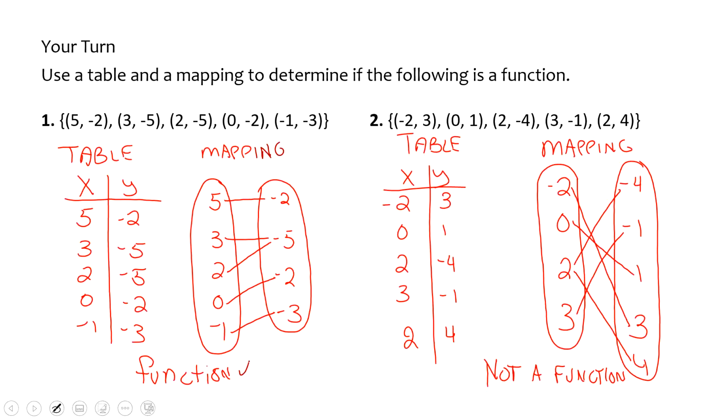Next one, we go through and we see we have -2 to 3, 0 to 1, 2 to -4, 3 to -1, and then 2 to 4. So we're looking like, okay, we have 2 2s. One's -4, one's 4. Probably not going to be a function. When I do my mapping and map it all out, I can see that again, the 2 is mapped to -4 and 4, telling me that that x value has 2 different y values, which can't happen in a function. So that means it's not a function, and that's what we should have determined.